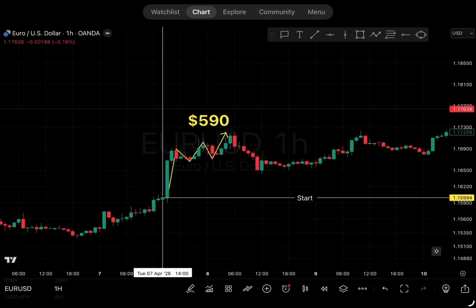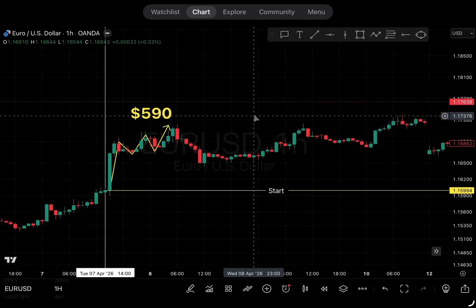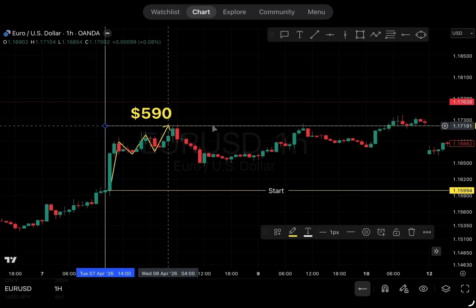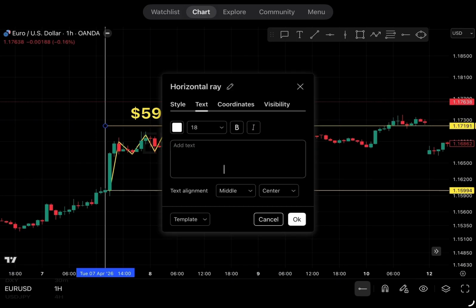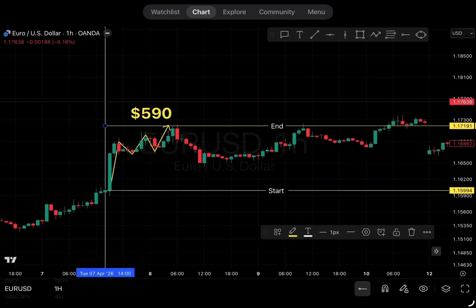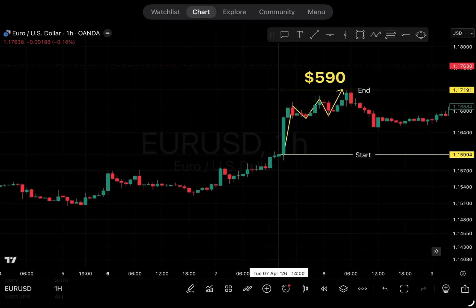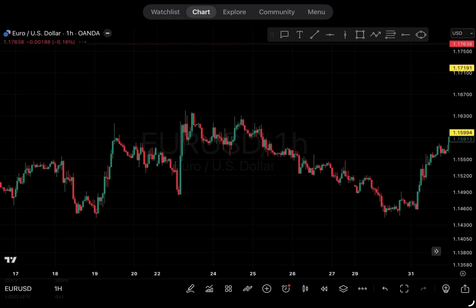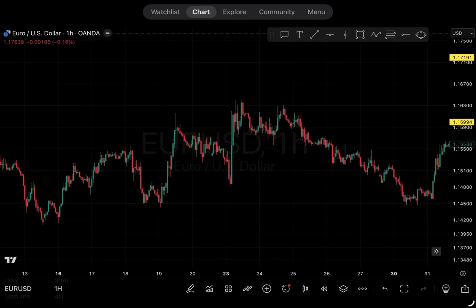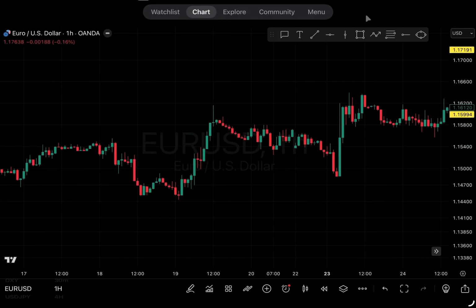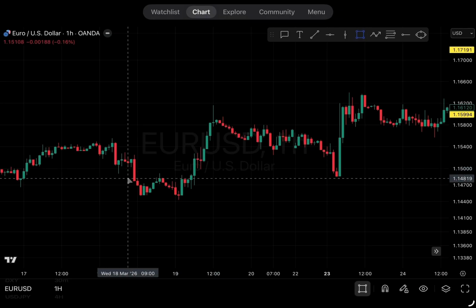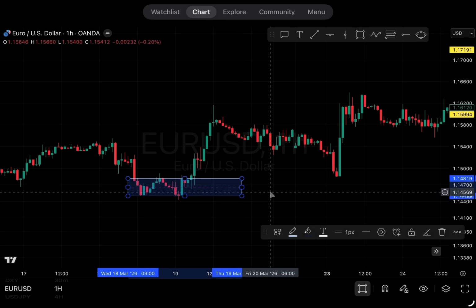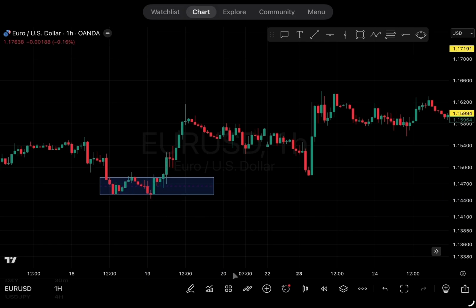Let's try it again. Let's see the power of the measurement tool. Let me go ahead and put our ending point right here so we don't get confused. Start, end. Okay, we made 590 there. I'm gonna set up for a real trade as if I was doing a real trade right now. If you guys want to take my course, I'll show you guys how to set up these trades. Alright, here we go. We have some consolidation going on.